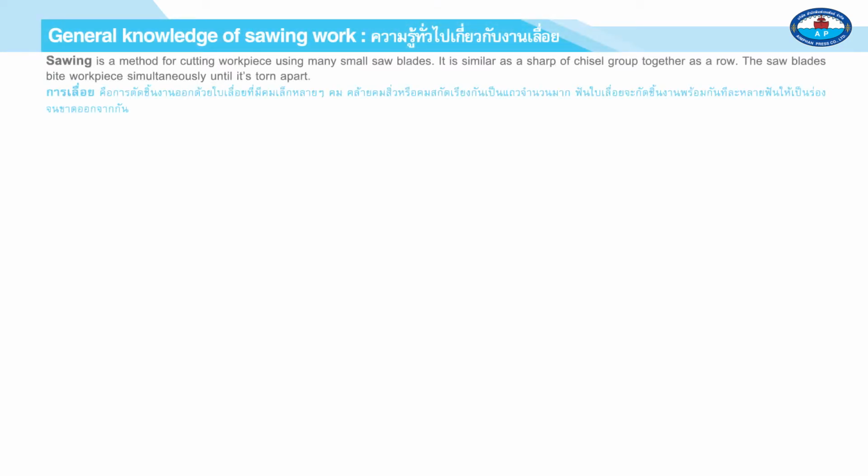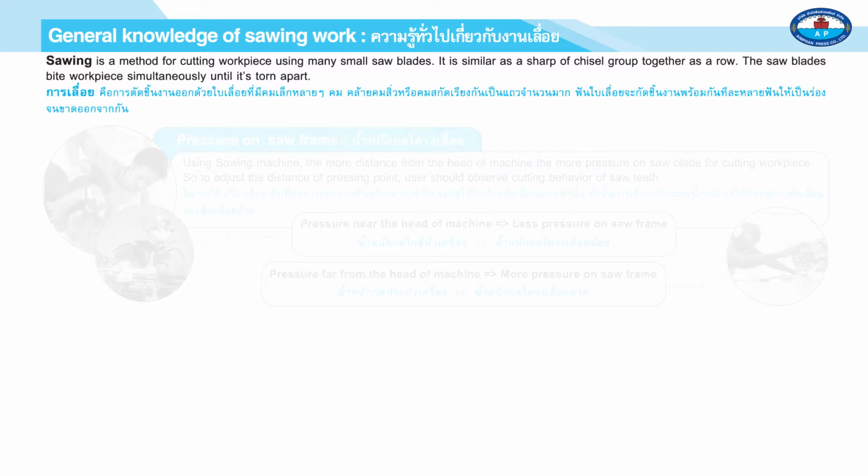Page 86. General knowledge of sawing work. Sawing is a method for cutting a workpiece using many small saw blades. It is similar to the sharp edges of chisels grouped together as a row. The saw blades bite the workpiece simultaneously until it is torn apart.